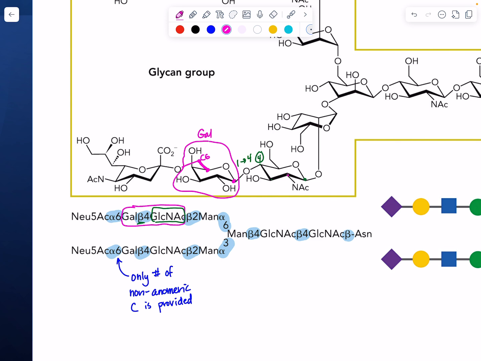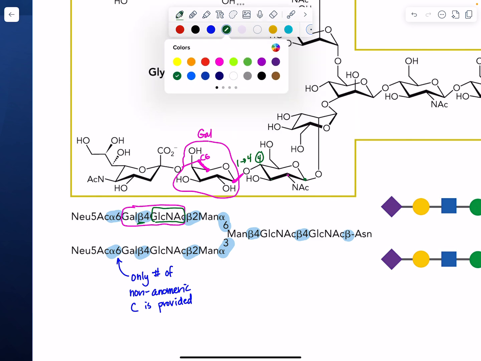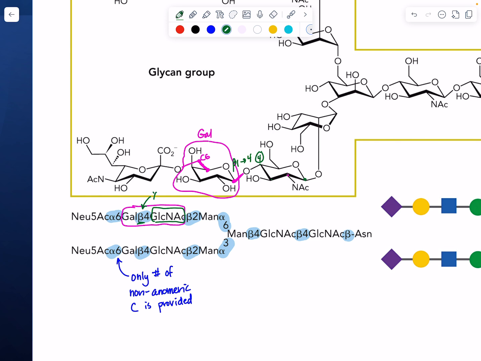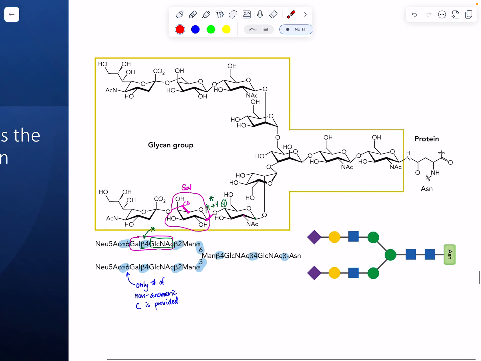So that means if this is up and that's up, they're on the same side of the ring, so that's a beta linkage, okay? So this linkage is our beta 1 to 4 linkage, okay? So again, we're limiting the information we give to tell you only what you need to know to figure out the structure if you know something about the biochemistry of carbohydrates. All right, so now we'll look at how this is shown with the symbols.